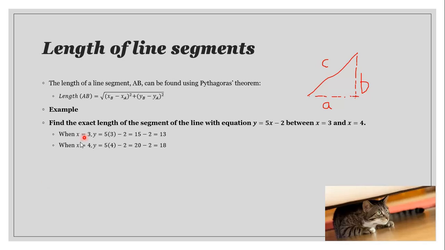So let's sub them into this equation. The length is going to be equal to the square root of (4 minus 3) squared plus (18 minus 13) squared, which is the same as the square root of 1 squared plus 5 squared, which is the same as the square root of 1 plus 25, which is the same as the square root of 26.